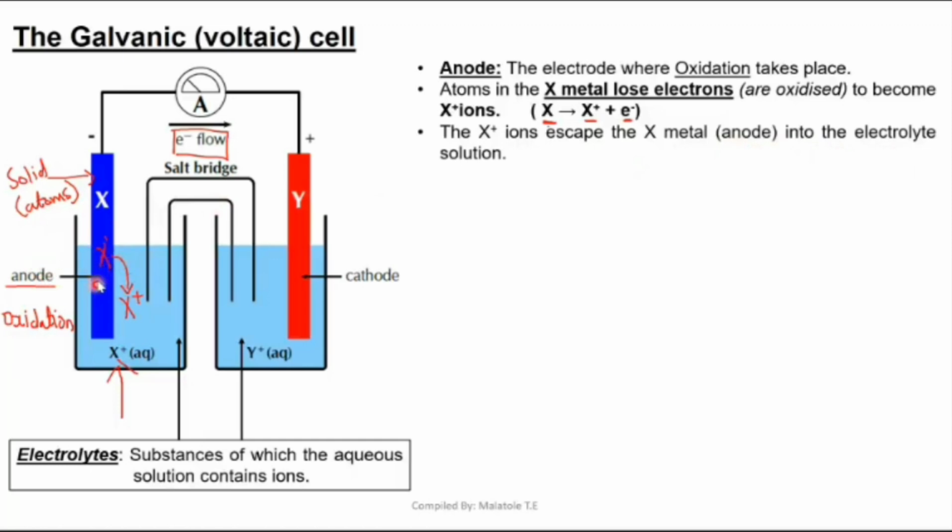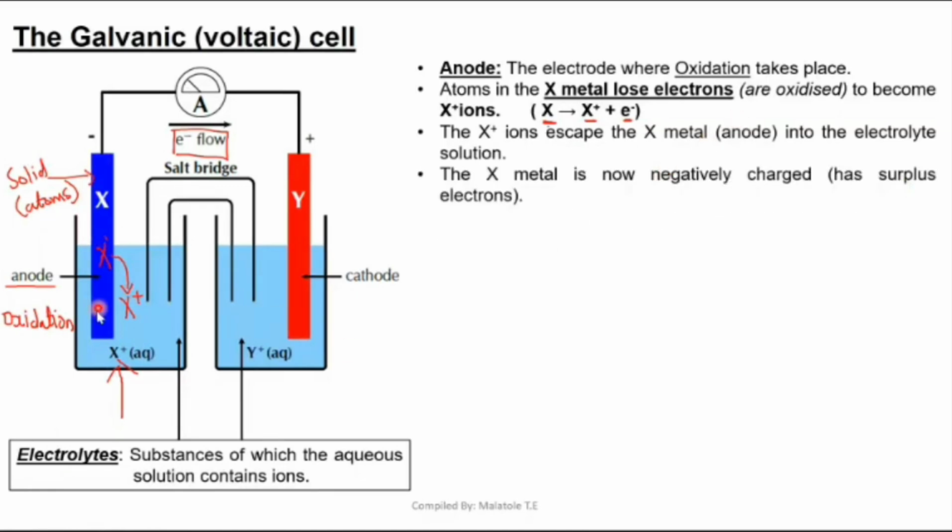That's what happened to this X. You remember this X here lost an electron and became X+. After becoming X+, it does not stay inside the blue anode there. It leaves and goes to the solution because the solution has other X ions there. Then what happens to the electrons?